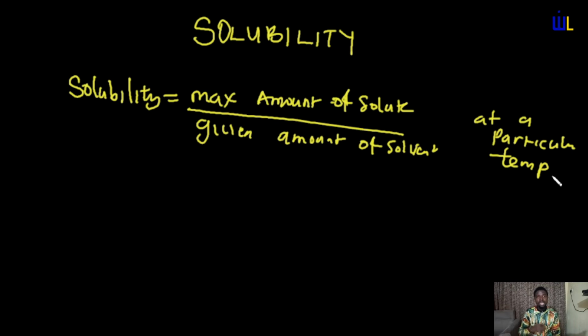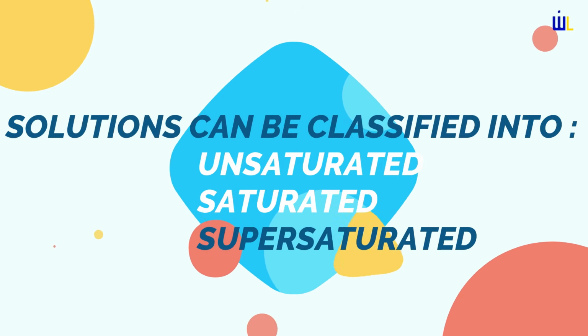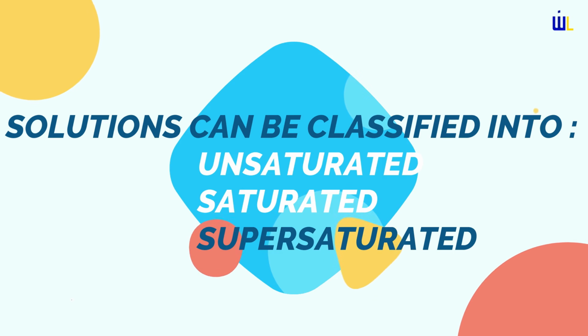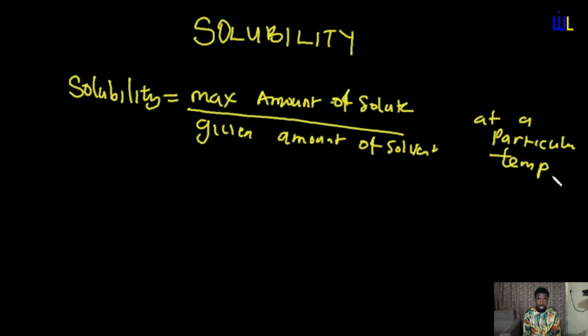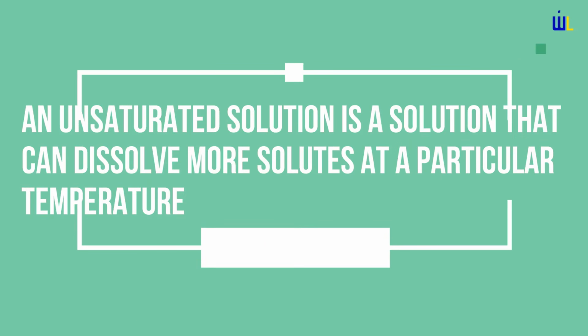Now, before I get into the mathematical relations which can be used to solve for solubility questions, the first thing I would like to say is this. Solutions can be divided into 3 on the basis of the amount of solute that enters them. The first type of solution on that basis is what we refer to as an unsaturated solution. An unsaturated solution is a solution that can still dissolve more solutes at a particular temperature.